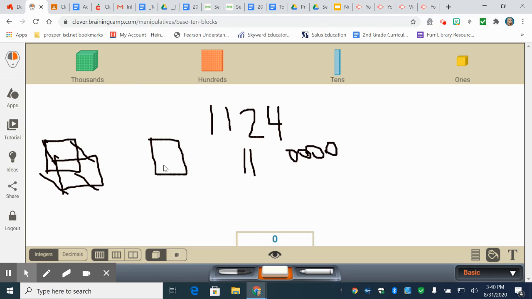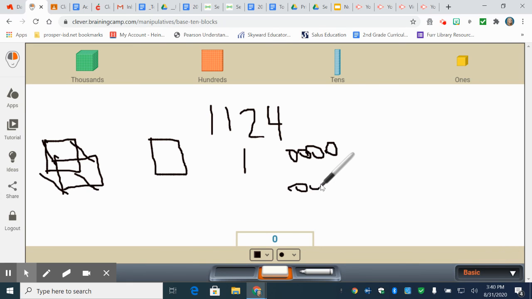Okay, let's see. What if I broke up my tens and made them ones? I could do that, right? So I'm going to take one of my tens and I'm going to erase it. And now I'm going to make it ones. 1, 2, 3, 4, 5, 6, 7. Sorry, Mr. Strickland's hand's getting tired. 9, 10. All right, so I have 10. So now I would have 1,000, 100, 1 ten, but I have 14 ones. So that's a different way to do that.